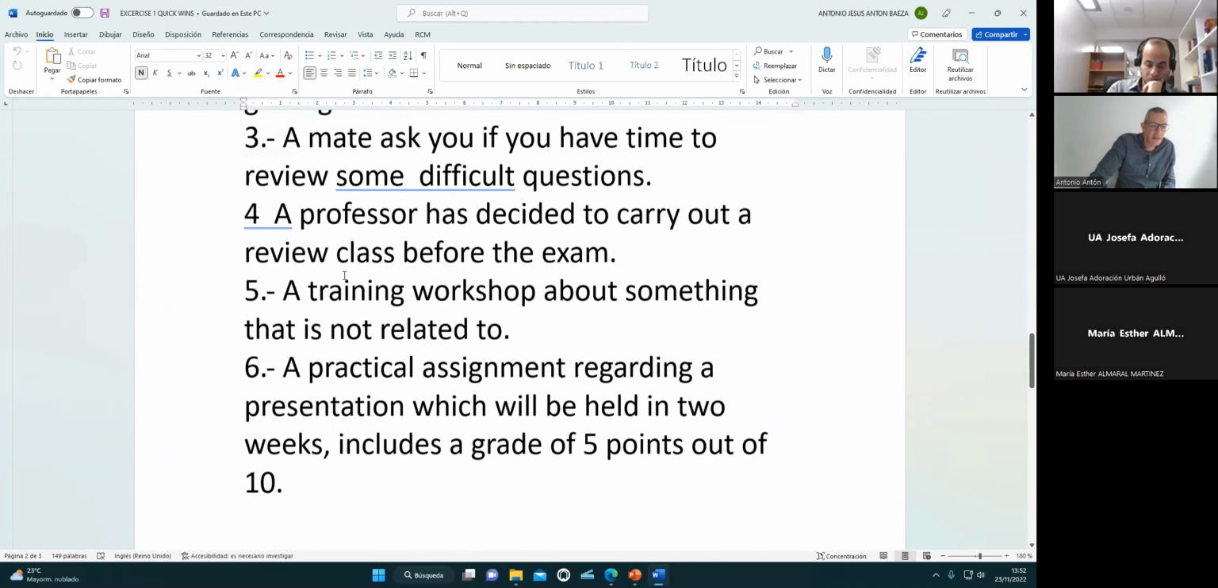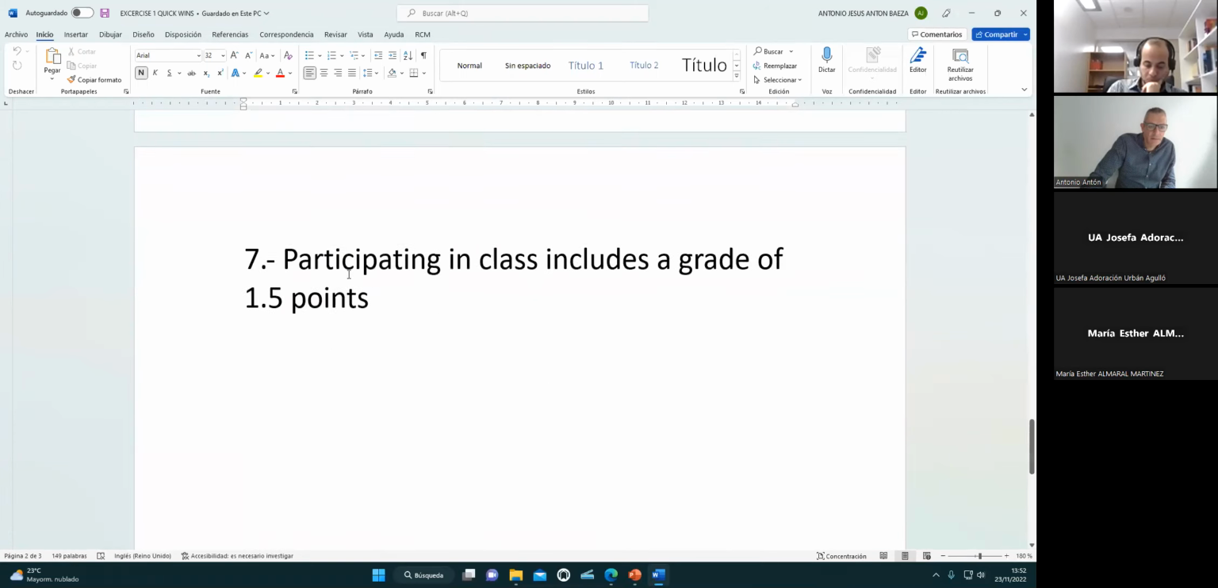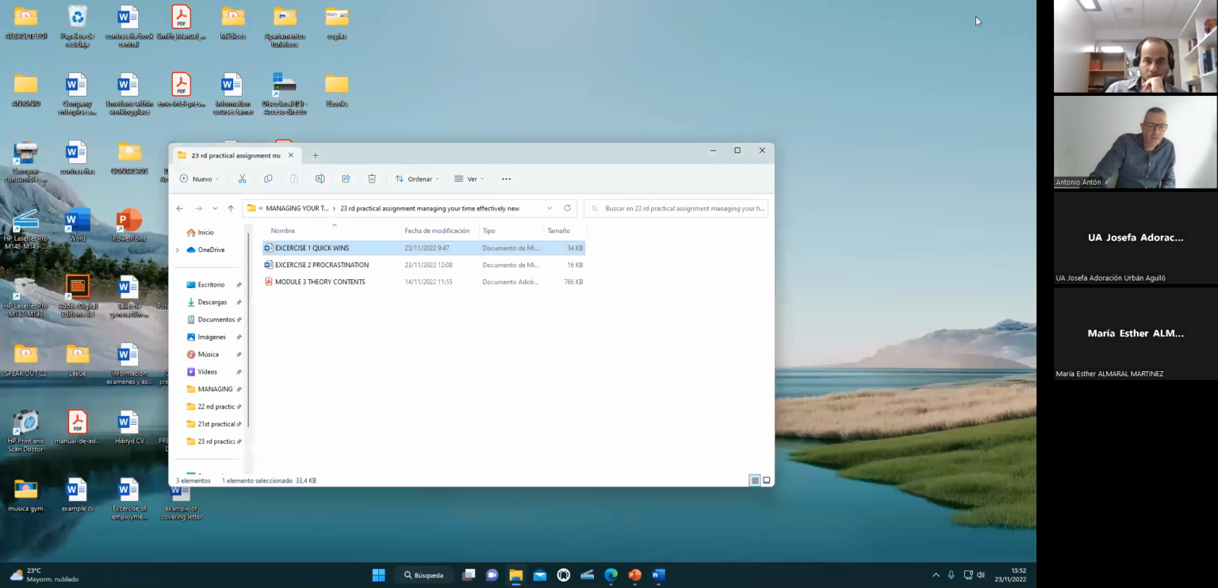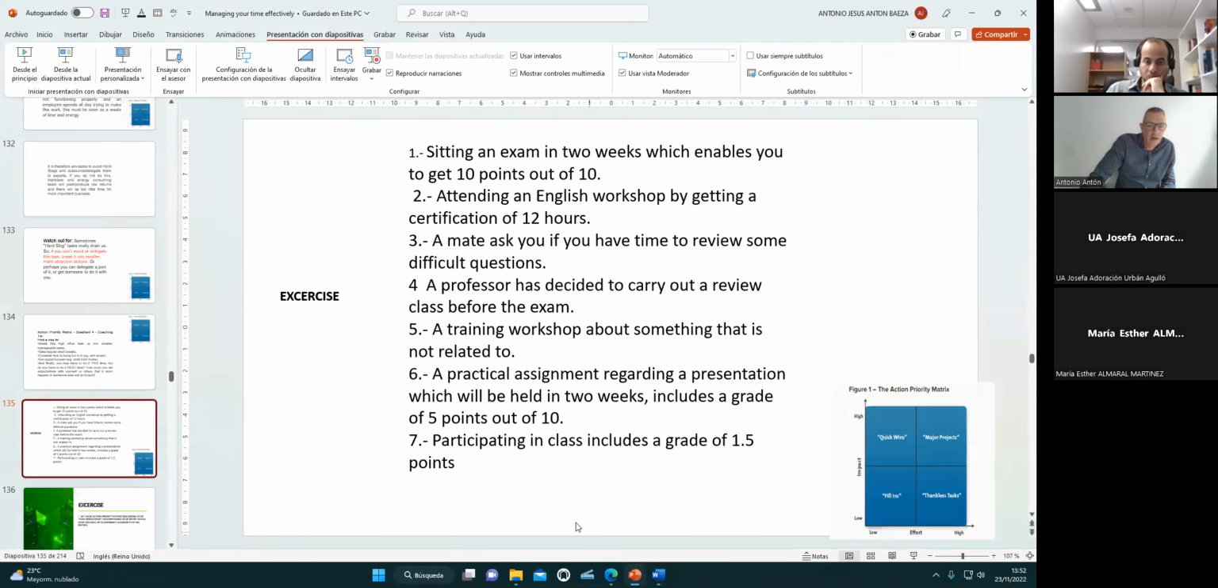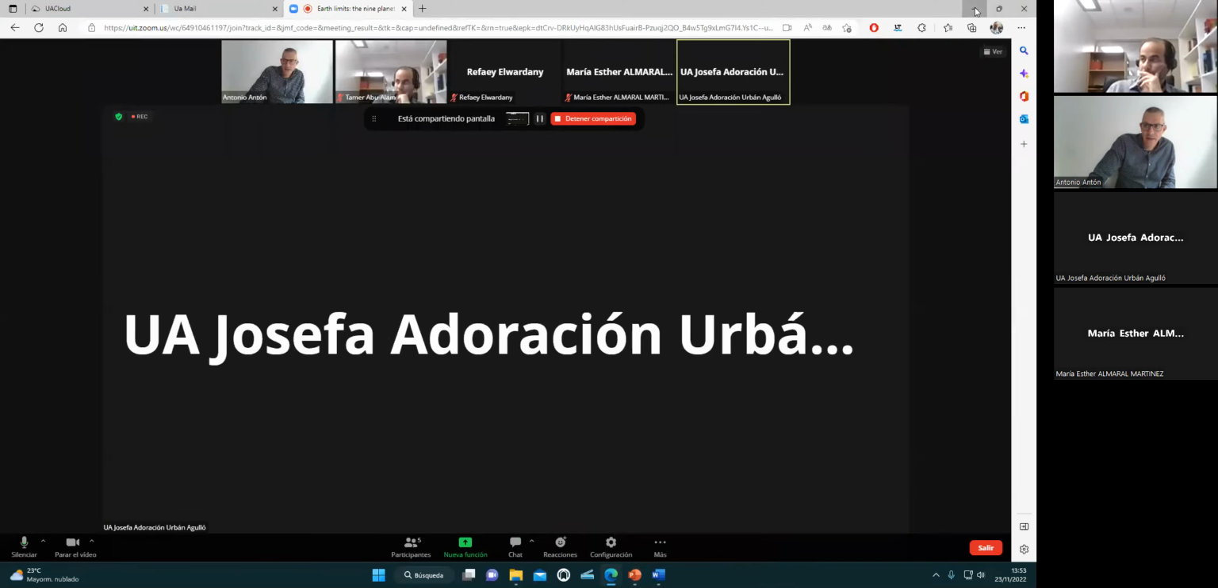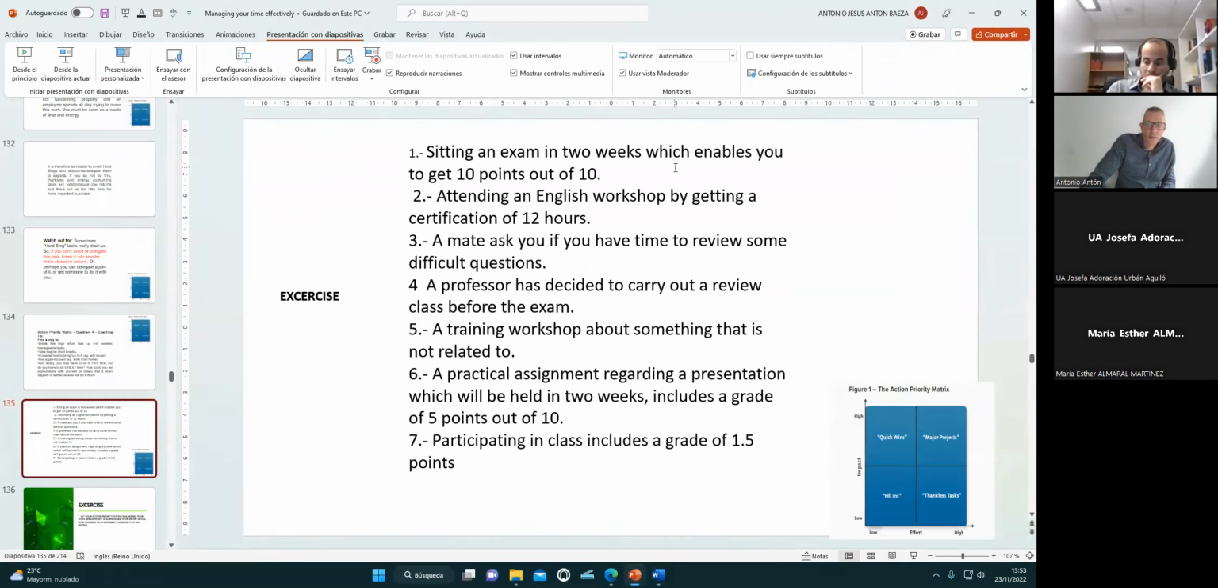There are seven different tasks, and you need to decide which is better in terms of the action priority matrix. For instance, take sitting an exam in 2 weeks, which enables you to get 10 points out of 10. It's good to say what you would do. So you think it's difficult or not?